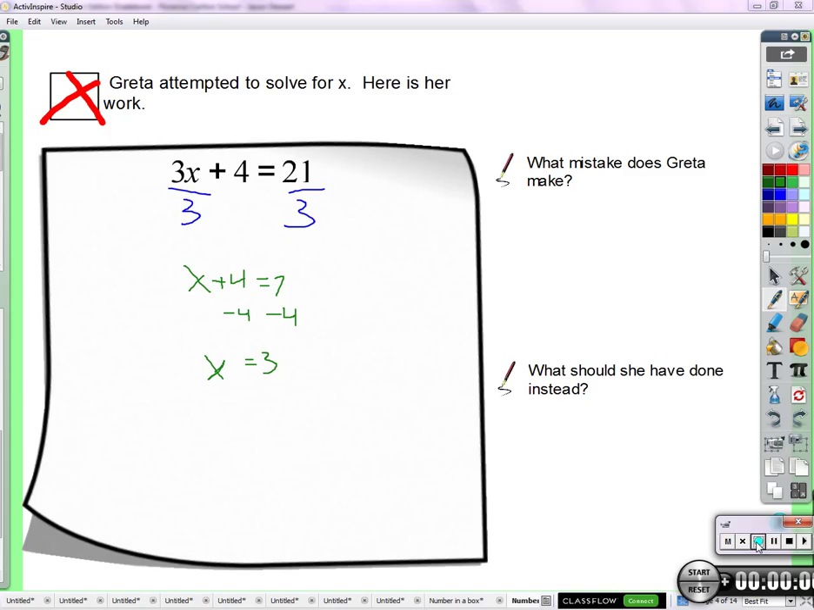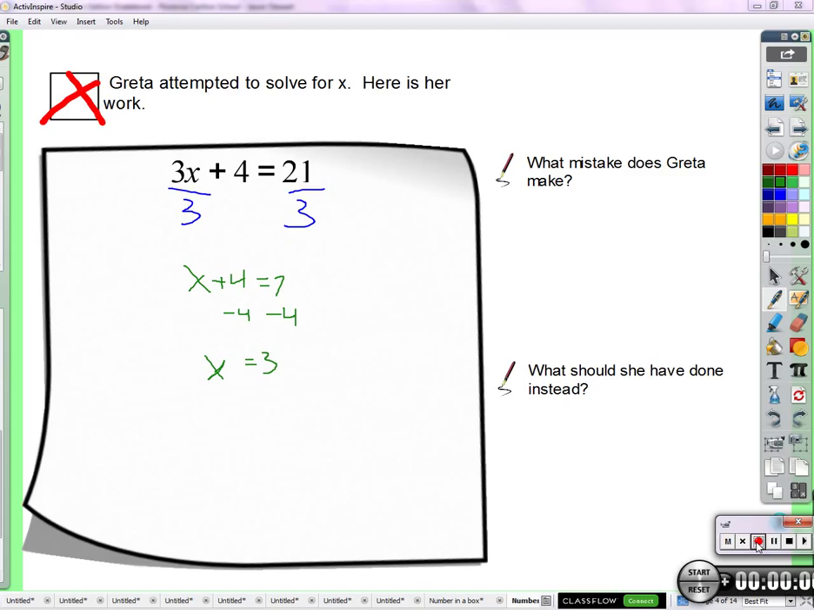Let's look at what 3x divided by 3 looks like. I have 3 x's right here. It doesn't have to be 3 x's. Here are 3 x's. Okay? What does it mean to divide something by 3? Put it in 3 groups.